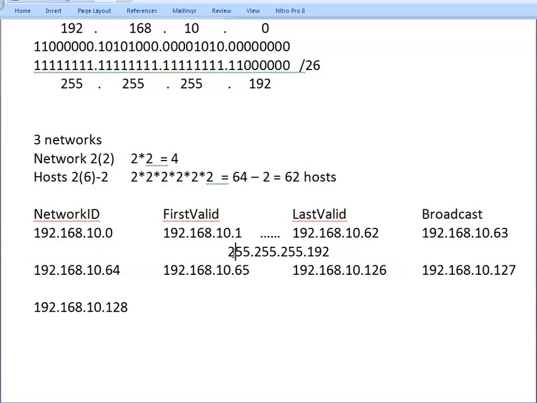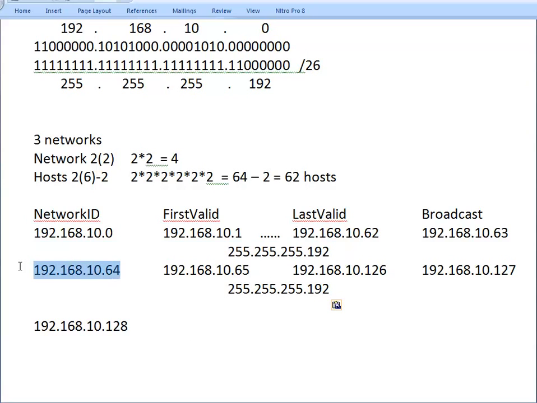Now we need to remember again, like the first network, the subnet mask is 255.255.255.192 for all these IP addresses. Again, this address here is the network ID for the second network. This address here is the broadcast ID for the second network. This is the first valid address, and this is the last valid address. All the IPs in the middle are usable.